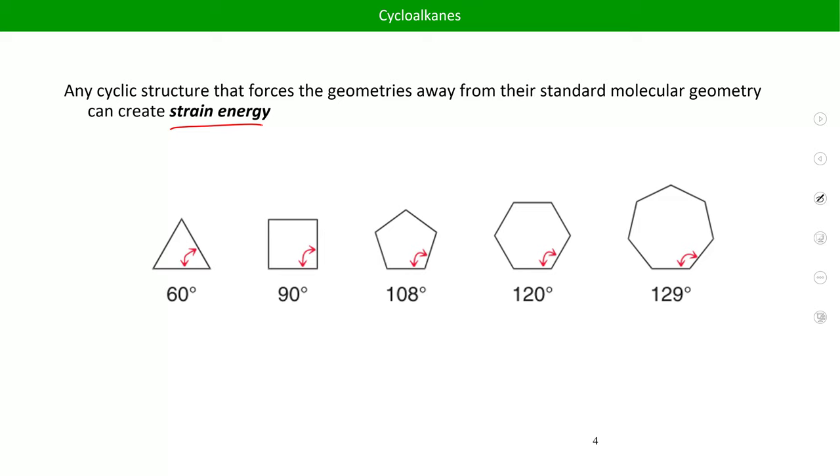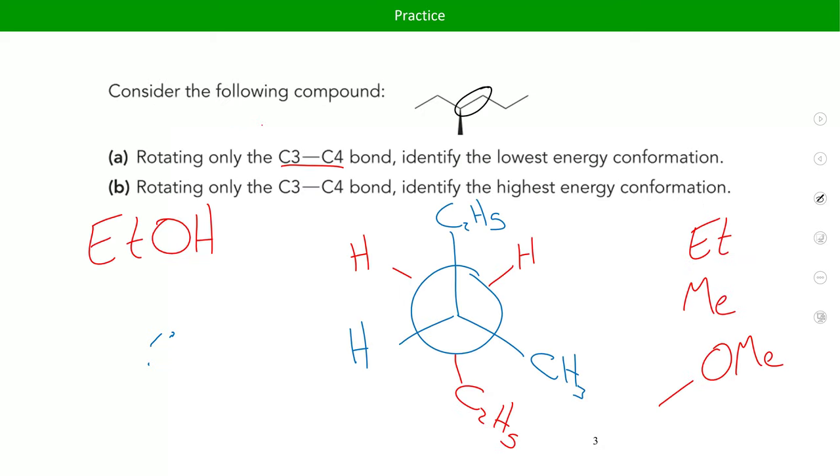Could that happen without the cyclic structure? Yeah, you can think about it. If we looked at the actual eclipsed conformation here, where we put the two ethyls on top of each other, you're not actually going to have 109.5 degrees between them.